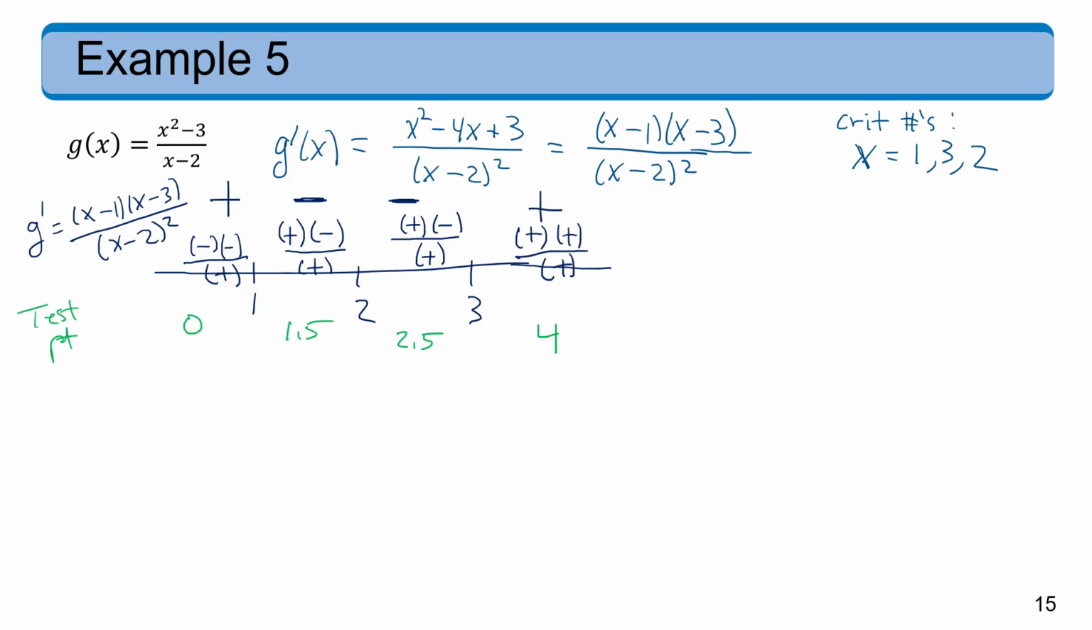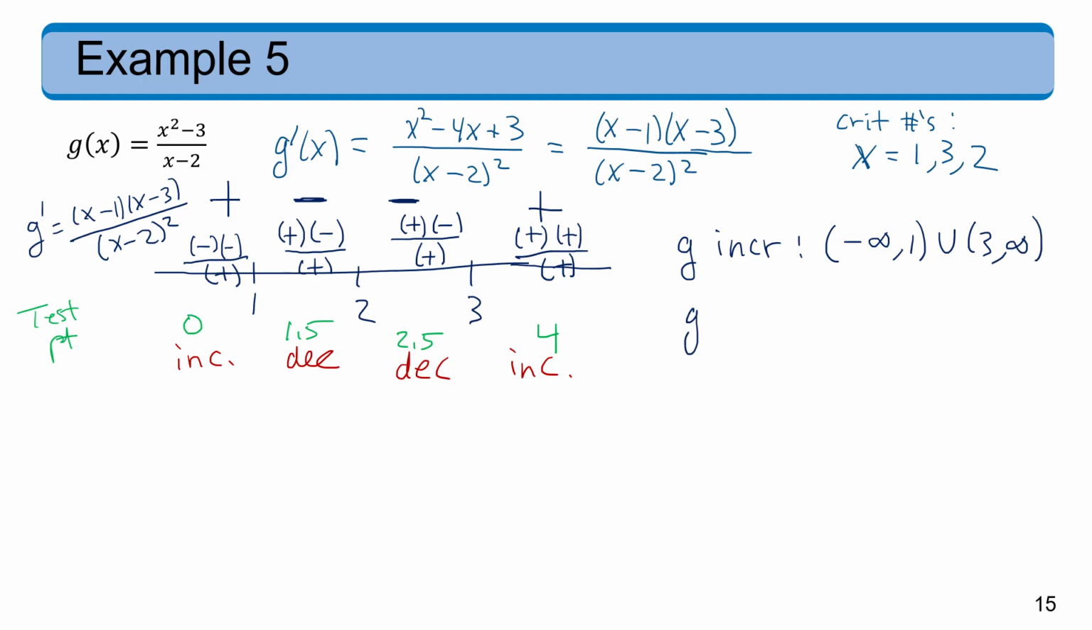Okay, so this tells us about increasing, decreasing, right? So where we have a plus, it's increasing. Where we have a minus, it's decreasing. Right, so let's summarize our results. G is increasing on 2 intervals, to the left of 1, and then everything to the right of 3.